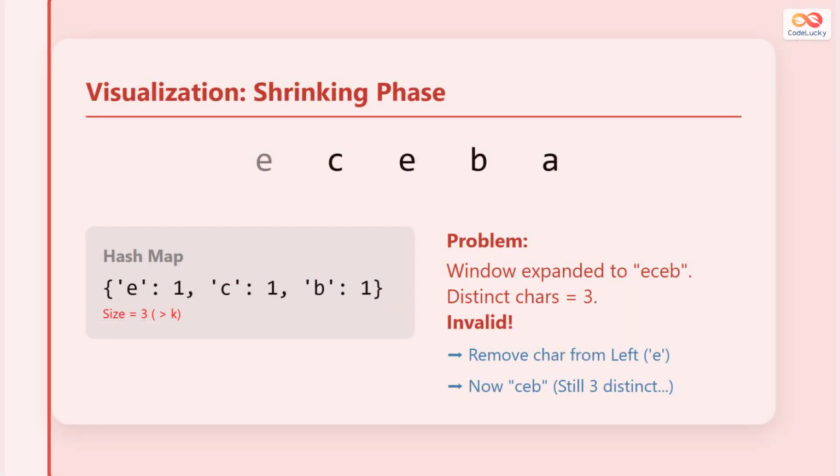Now we move the right pointer to b. Our window becomes "eceb". The map now contains e, c, and b. That is 3 distinct characters. Since 3 is greater than 2, our window is invalid. We must now increment the left pointer to remove characters from the start until we are back to 2 distinct characters.